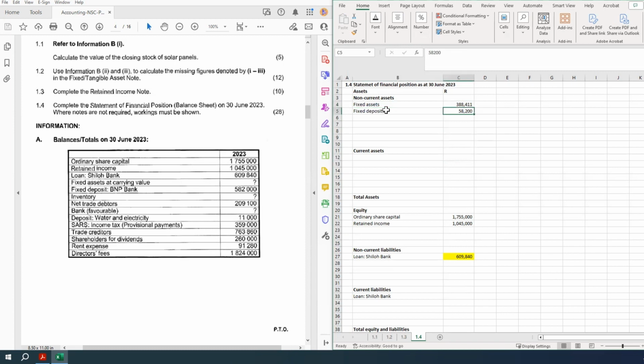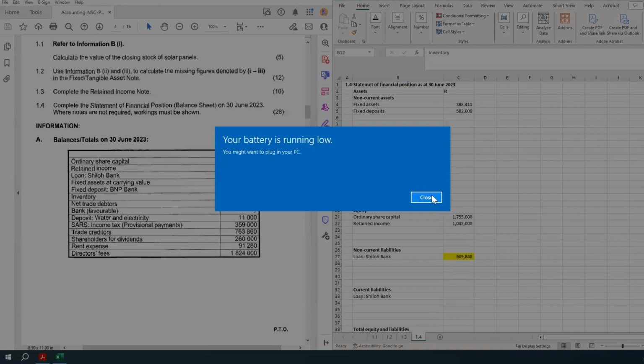Okay, so unless there is anything else stated here about which portion is current and non-current, we'll do the split. But at this point in time, we'll just put the balances as provided. And there is inventory. Okay, and the inventory balance is not given. But remember, we did calculate the closing balance as part of question 1.1. So I can just link that amount there.